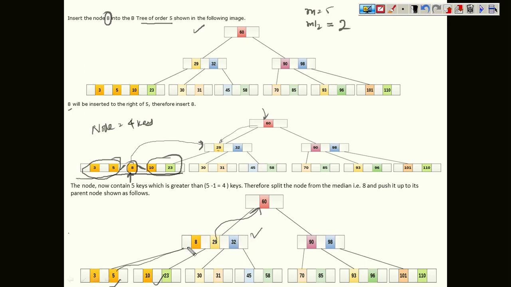So this is how we are going to insert any node, and because of insertion, if there is any violation in the properties, we need to fix it by doing the splitting. So here we did the splitting and our case got resolved. Okay, so moving to next.